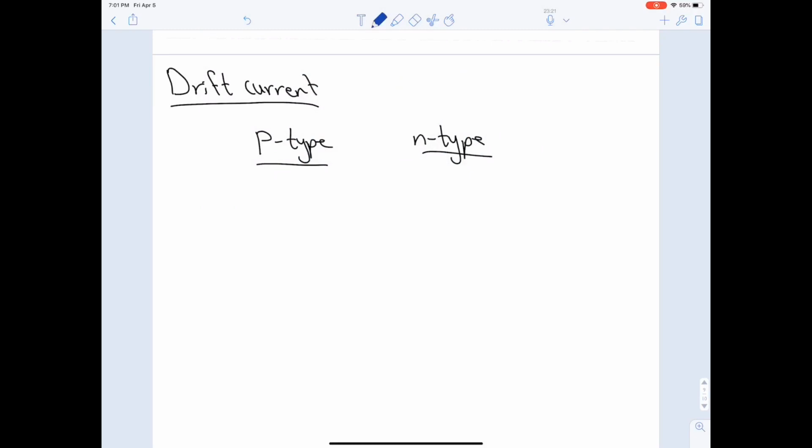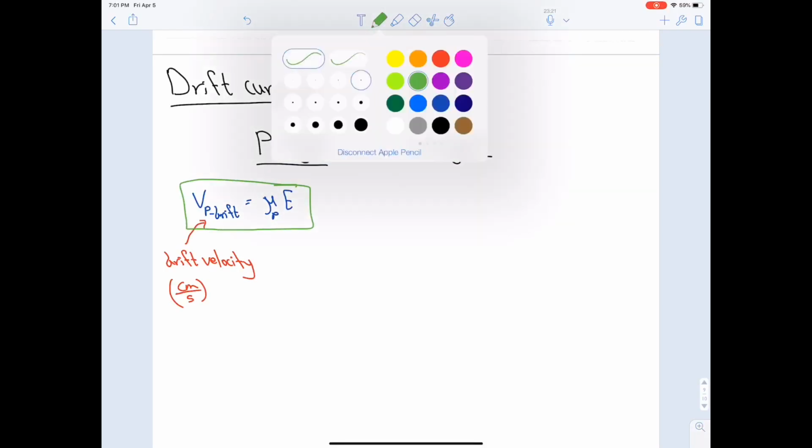The first equation is Vp drift, which is the drift velocity, which is equal to mu p multiplied by the electric field. Okay, so here this is the drift velocity, which has the unit of centimeter per second. Let me highlight this, encapsulated in a green box. Okay, so what is the mu p?